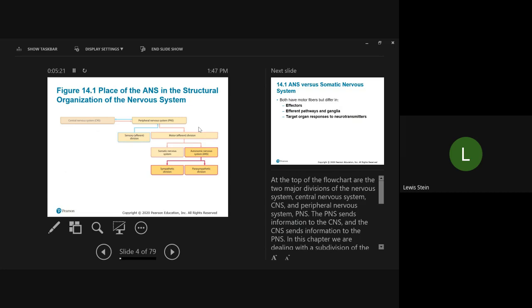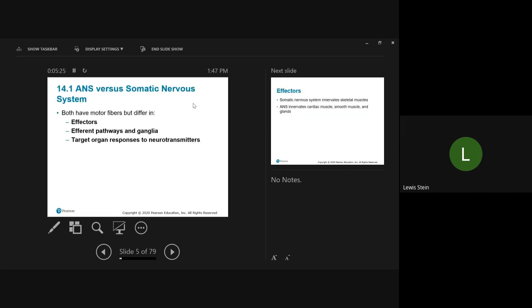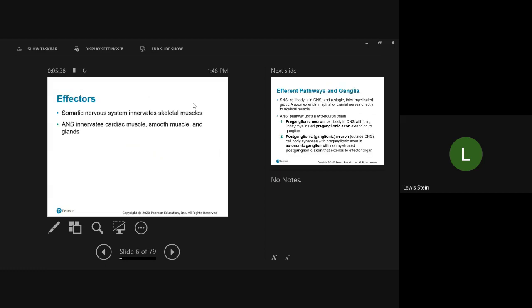Why is that incorrect? All right, I give up. So, effectors for both. Pathways, ganglia, neurotransmitters, they have that in common. But the distinction is the structures they innervate and the fact that it's a very unique two-nerve circuit anatomically.